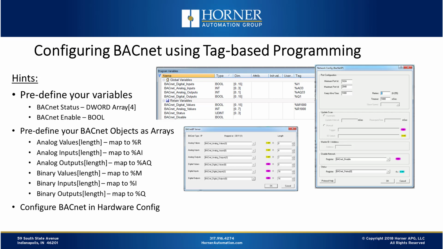So with the BACnet driver, each of the different object types is mapped to a default location. Analog values are mapped to %Rs by default. Analog inputs are always mapped to %AI. Analog outputs are always mapped to %AQ, et cetera. So mapping of those particular variable arrays is something that you will need to do even if you're using tag-based programming.